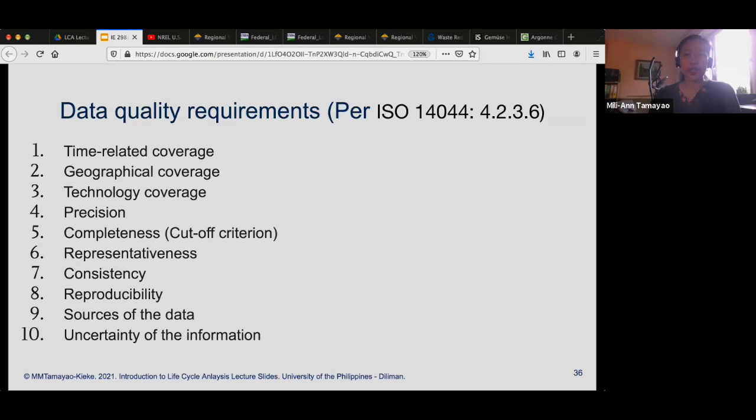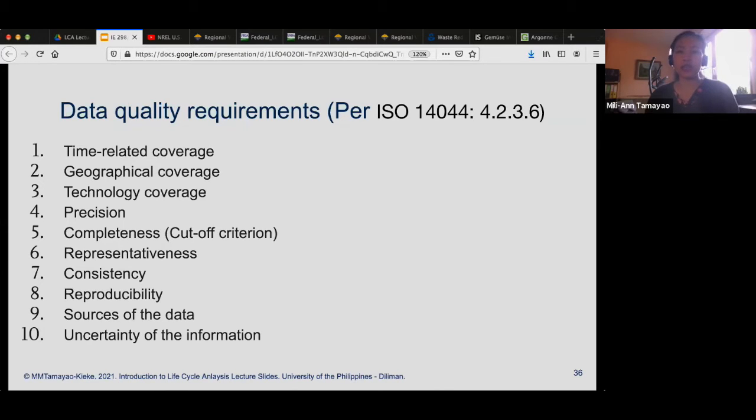You have precision, the measure of the variability of the data for each data expressed, for example, the variance. Then you have completeness, or the percentage of flow that is measured or estimated, usually mentioned as a cutoff criterion. And then you have representativeness, the qualitative assessment of the degree to which the data set reflects the true population of interest. And then consistency.